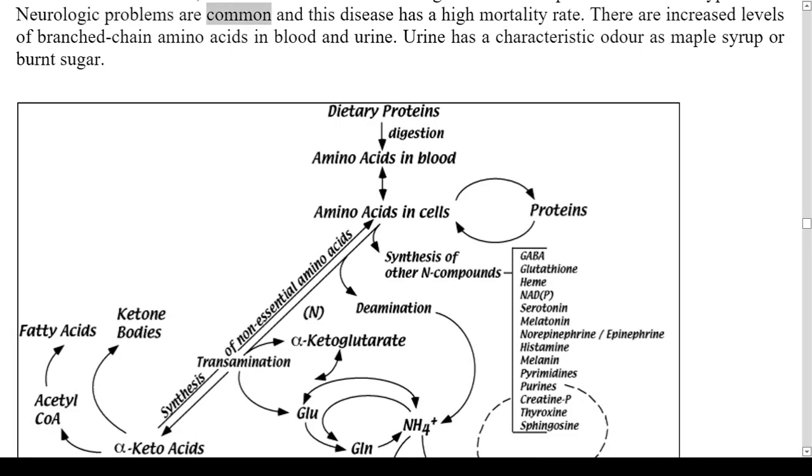Neurologic problems are common and this disease has a high mortality rate. There are increased levels of branched-chain amino acids in blood and urine. Urine has a characteristic odor of maple syrup or burnt sugar.